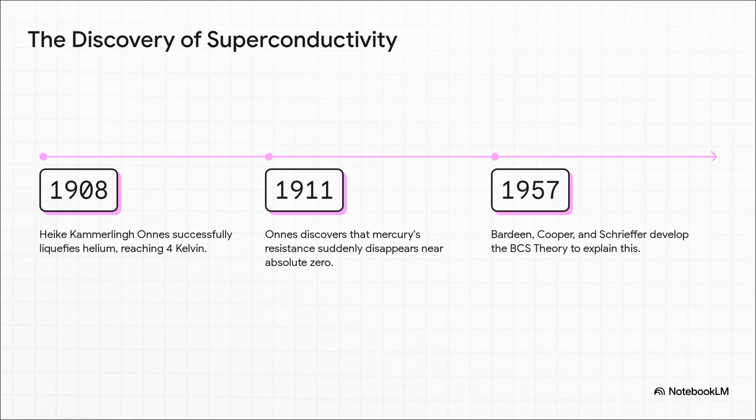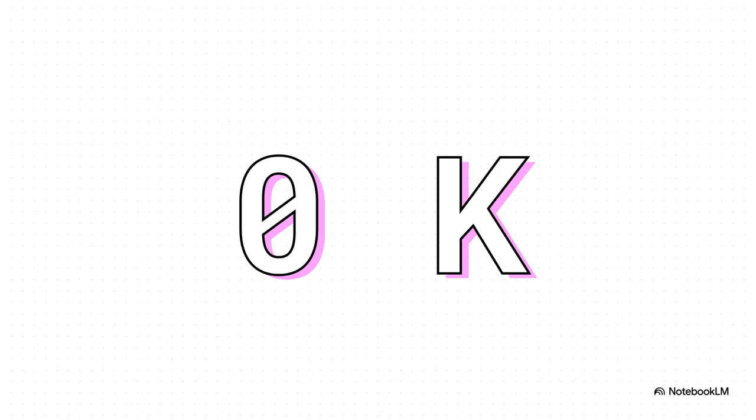It took scientists another 50 years to even figure out a theory to explain it. Now, to get this to happen, you have to get things incredibly cold. I mean, we are talking about temperatures near absolute zero, which is 0 on the Kelvin scale. That is the coldest temperature that's theoretically possible anywhere in the universe. It's the point where atoms basically stop moving.